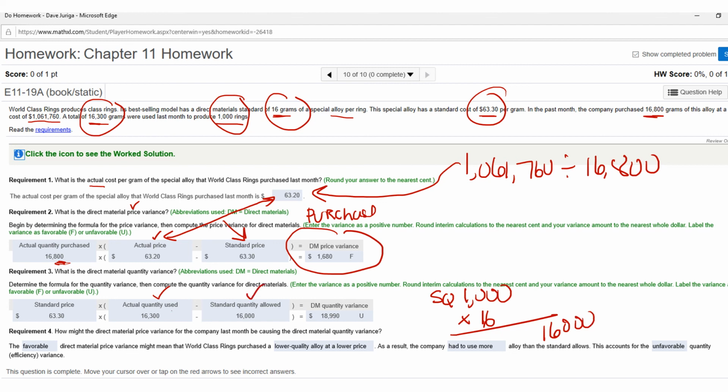So they used 16.3. They should have used 16. That's a $300 difference. That's bad. Times the standard price of 63.30 gives you an unfavorable quantity variance of 18,990. And the rest of these, I think you can read through and fill in the answers right there for question number 4.